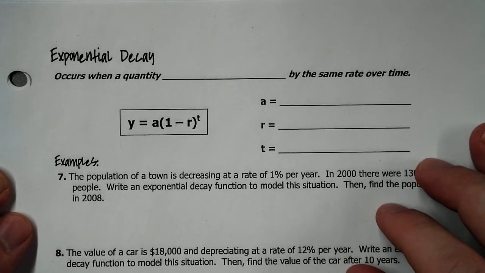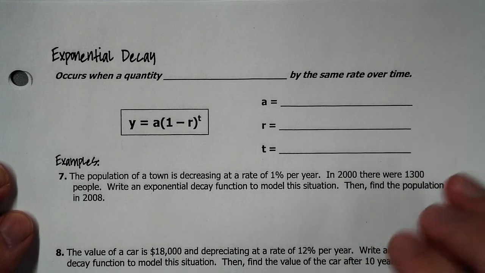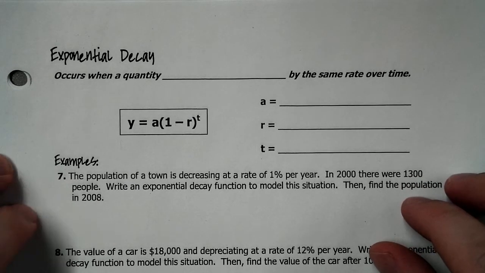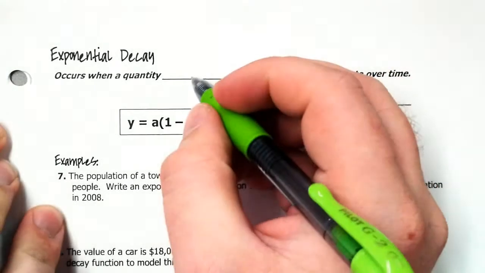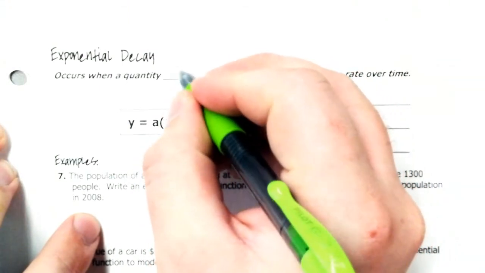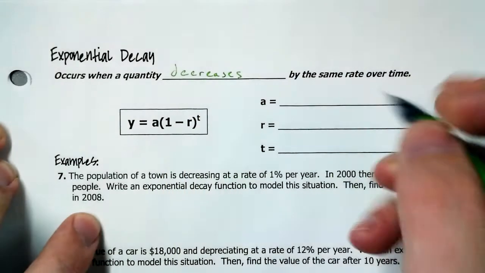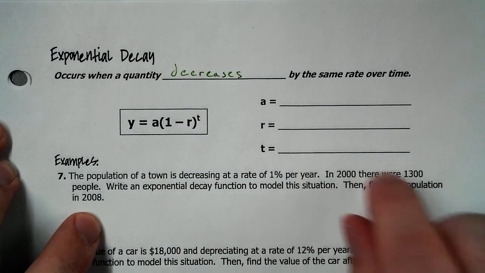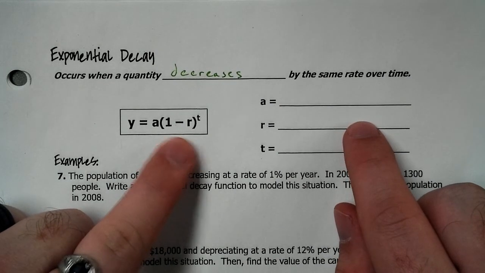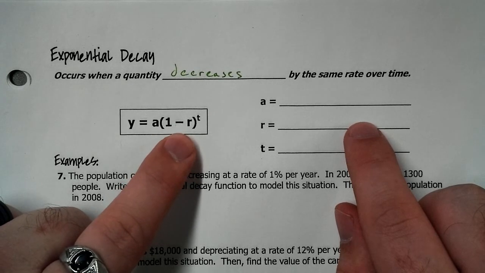Today we're going to go over exponential decay. This is the other half of the lesson. We did exponential growth the other day. So these are exponential decay notes. Now, exponential decay occurs when a quantity decreases by the same rate over the time. So this is very similar to our exponential growth equation, but the big difference is instead of adding the rate, we're going to subtract it.